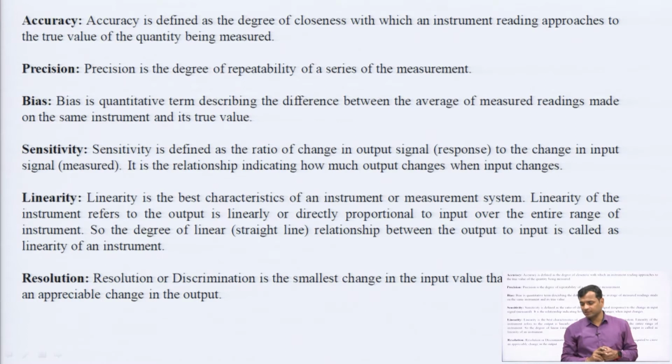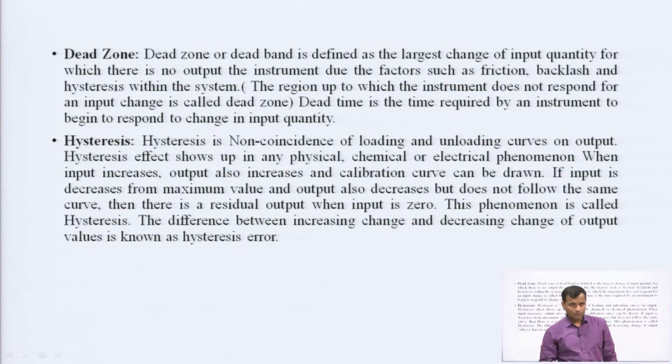Now, next is resolution. Resolution or discrimination is the smallest change in the input or the smallest value that can be measured. The smallest change in the input or the smallest reading that can be measured is known as the resolution of an instrument. Now, the next characteristic is dead zone. A dead zone or dead band is defined as the largest change of the input quantity for which there is no output from the instrument, due to factors such as friction, backlash and hysteresis within the system.